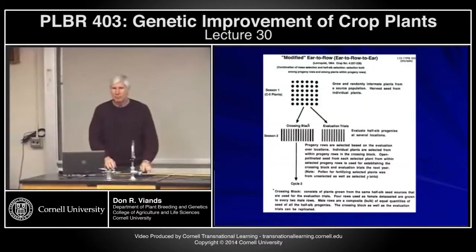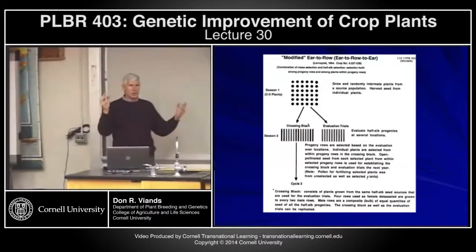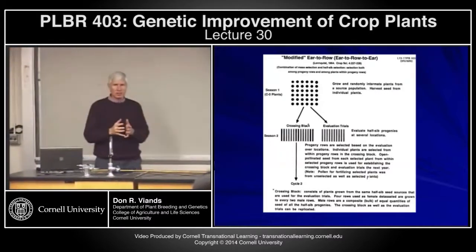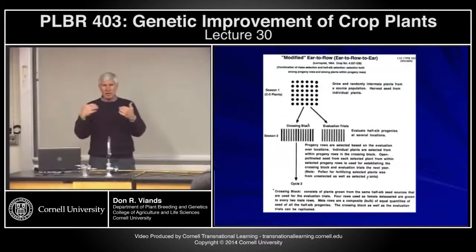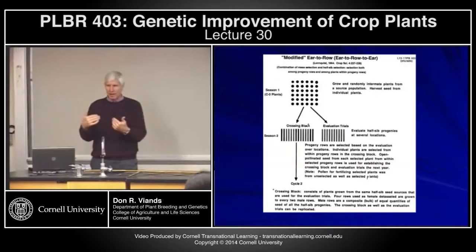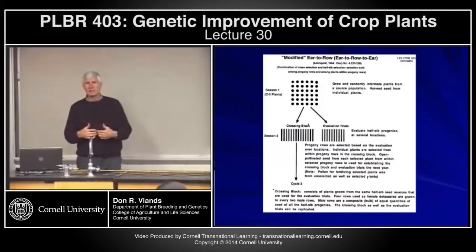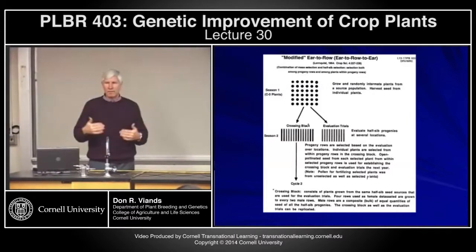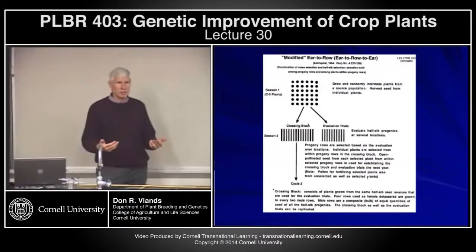Now in that crossing block, there's two things that you're trying to accomplish. One is to get a good random cross-pollination among the half-sib progenies to produce the next generation of seed, and I'll tell you more specifics about how that's done. But the second thing that's done there is the mass selection. That's where you're identifying the individual superior plants in those half-sib progenies.